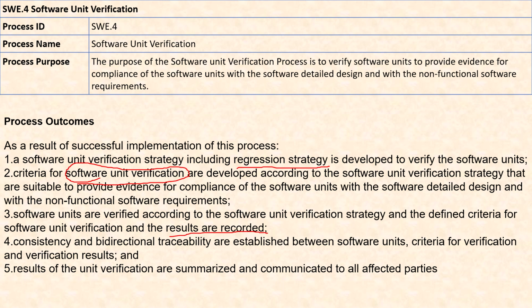Next, consistency and bidirectional traceability are established between software units, the criteria for verification, and the verification results. Sorry, there is a small typo here. It is verification results. Next, the results of the unit verification are summarized and communicated to all the affected parties. So understanding the results and this communication is an important practice, which is an output of this particular SWE4.